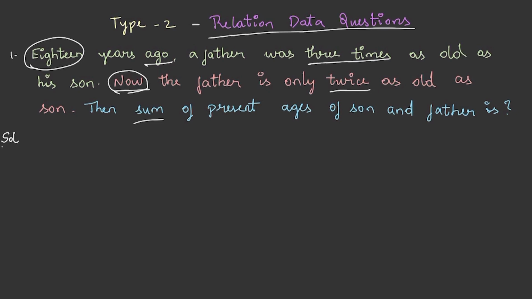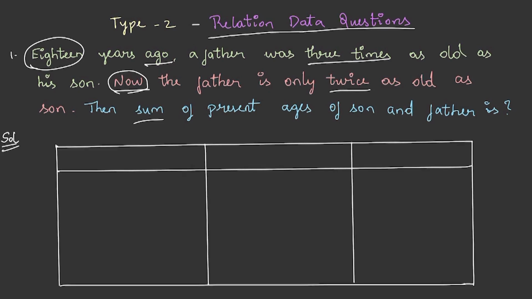So let's solve this problem. Our first step is to divide the question into parts. Here, let's drop the second statement in the first column, as the second statement indicates the present age relationship between a father and a son. Let's say the present age of son is equal to x. If son's present age is x, then father is twice as old as son, so father's age will be 2x.